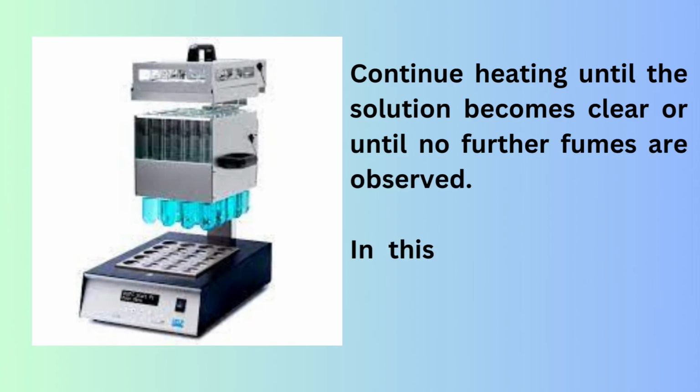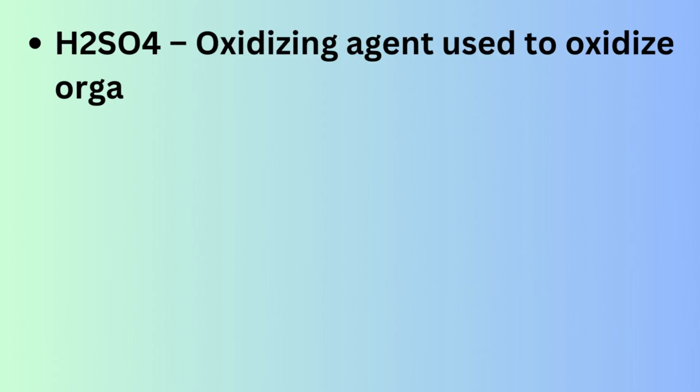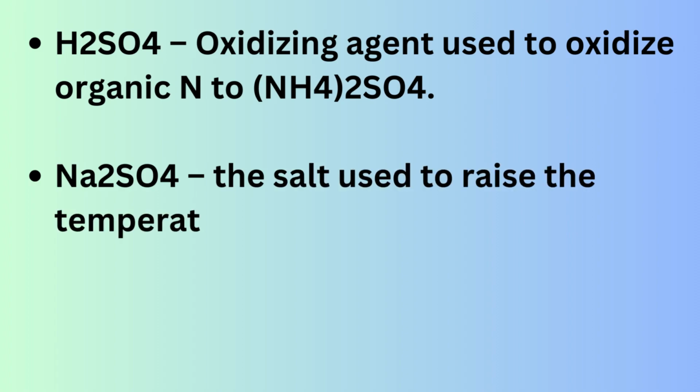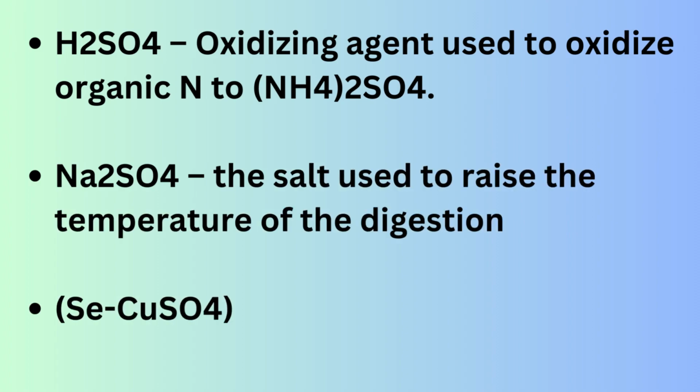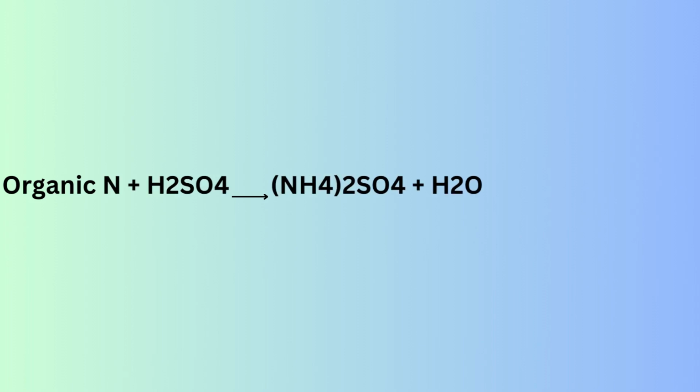In this stage, we need to use these chemicals. Sulfuric acid is used as an oxidizing agent to oxidize organic nitrogen to ammonium sulfate. Sodium bisulfate is used to raise the temperature of digestion. Selenium copper sulfate catalyst is used to speed up the oxidation rate. Organic nitrogen reacts with concentrated sulfuric acid and results in ammonium sulfate, H2O, and carbon dioxide.